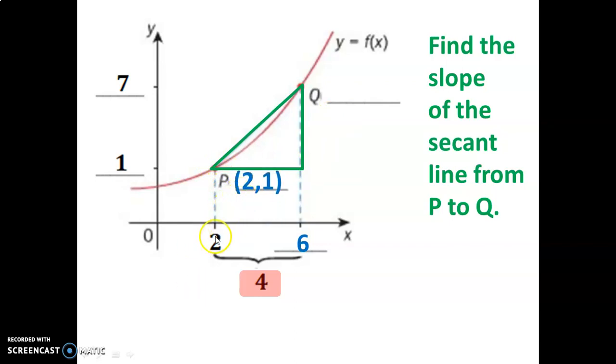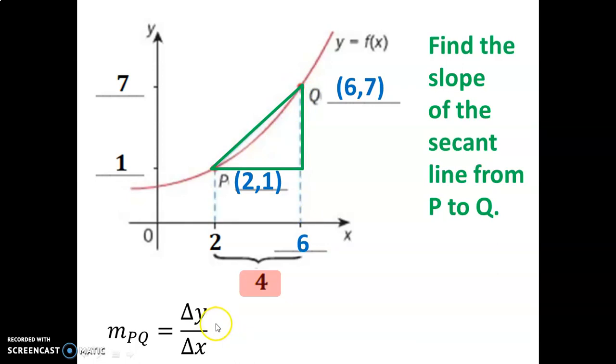Well, the coordinates are 2 on the x and 1 on the y, so (2, 1). What about point Q? What are the coordinates of Q? Well, that one has coordinates (6, 7). All right, now that we have the coordinates of our 2 points, we can find the slope of this secant line connecting them. So find the slope using the slope formula.